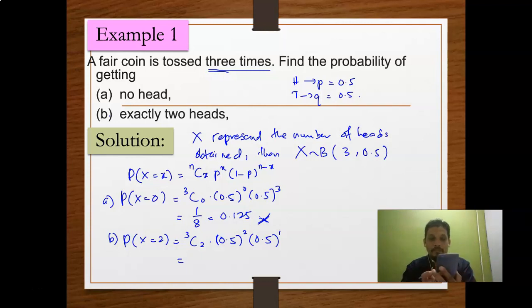Okay, from here, you can see now the screen. It is 3/8, or 3 divided by 8, 0.375.